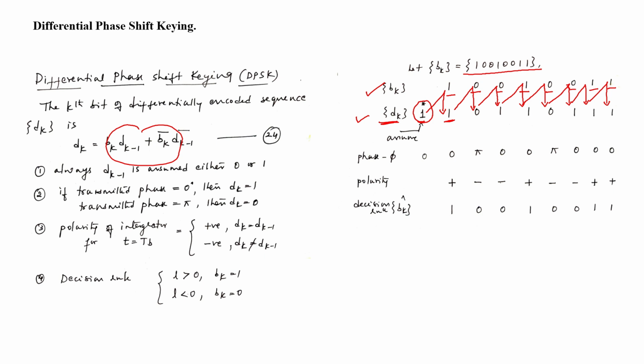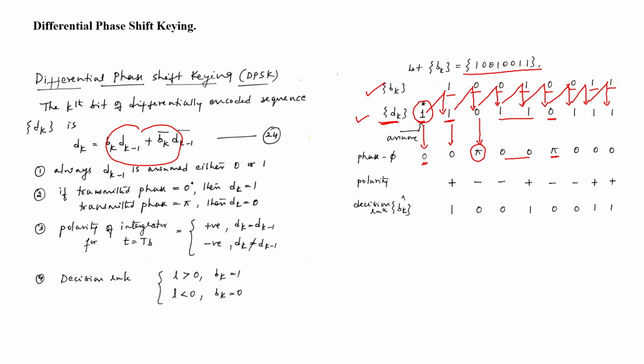So what is the phase angle? Since we consider the previous bit is 0, the phase to be transmitted here is 0. And we are going to write the phases like this. 1 is transmitting, therefore it is 0. 0 is transmitting, phase is pi. Wherever you find 1, write 0 phase. Wherever 0, write pi phase.